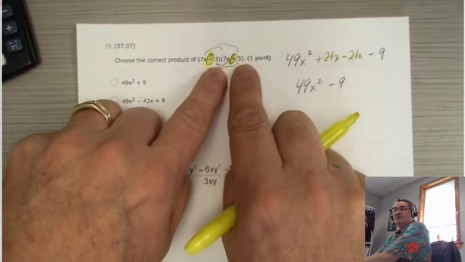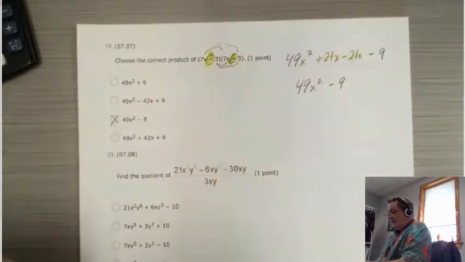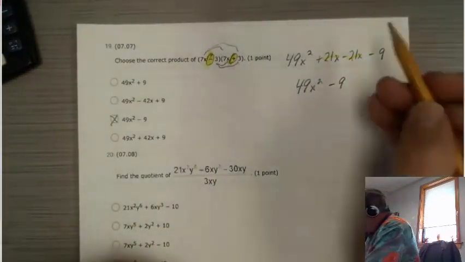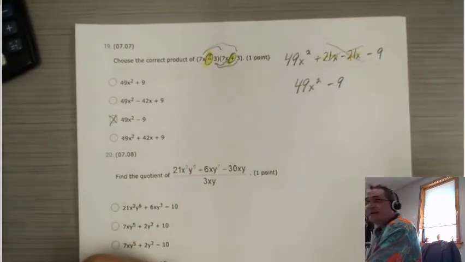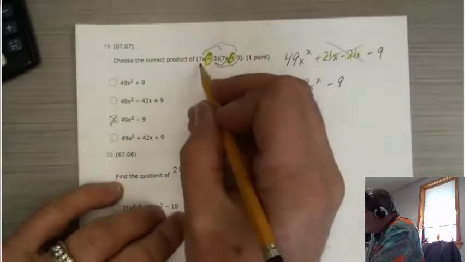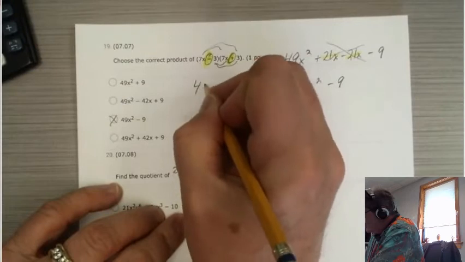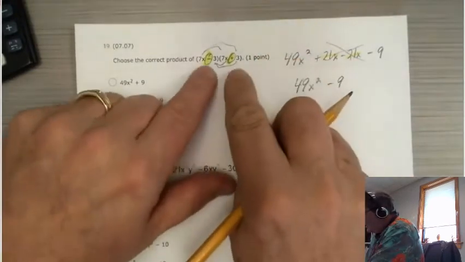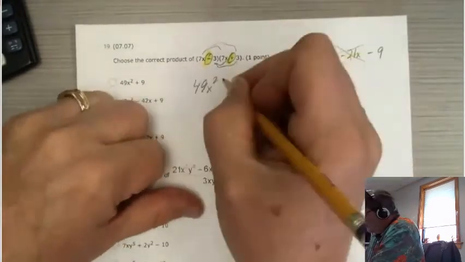They both have 7x's, they both have 3's, right? In that case, you know that middle term is going to go away. They just give us a number. So we can take the 7x's and multiply them together. And we can take the negative 3 and the positive 3, multiply those together.